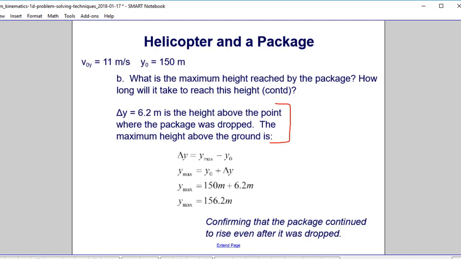So delta y is our y max minus where we started. We go ahead and move it around till we find y max. Our initial y was 150. We went up 6.2 meters. So the maximum height the package reached was 156.2 meters above the ground.